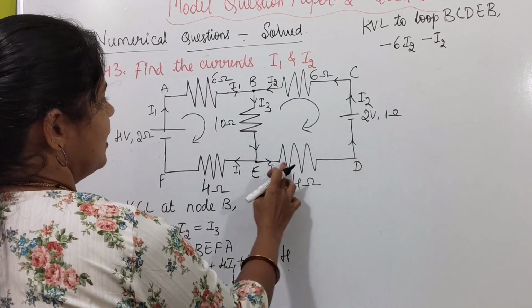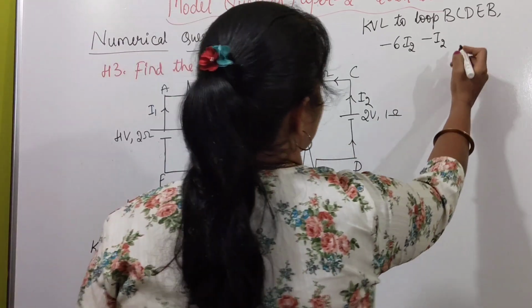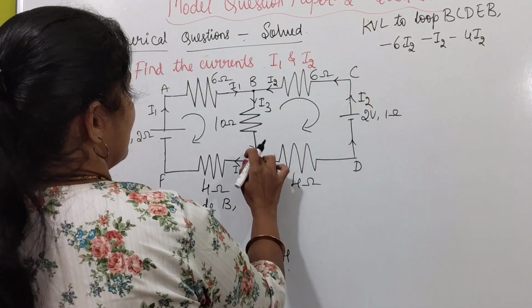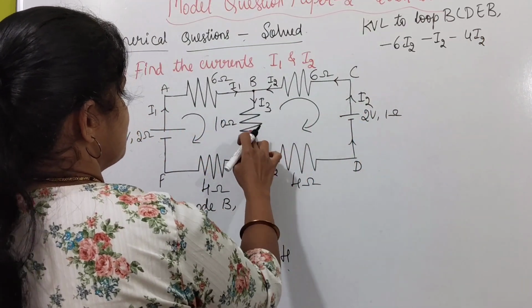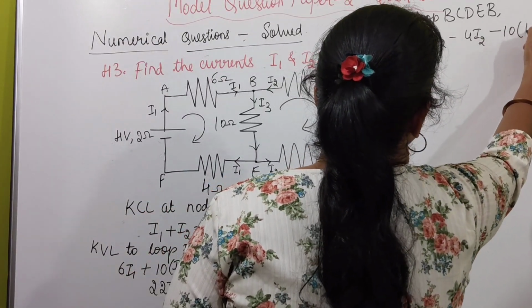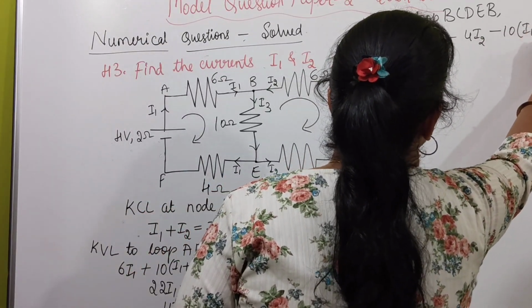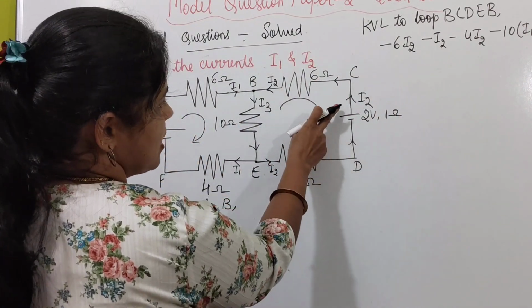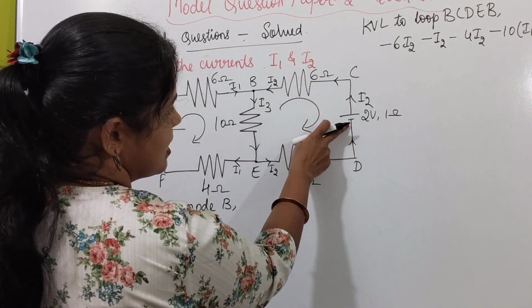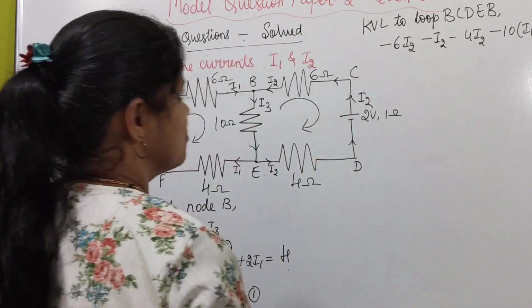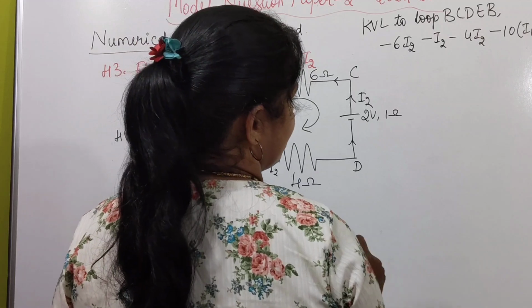So here D to E, 4 times I2, which is also negative. 4 I2 negative. Again we are going up, current is down, so it is negative. 10 times I3, let us write I1 plus I2, that is equal to EMF. So we are going down, positive to negative. Towards negative means EMF is minus 2. EMF is also negative.